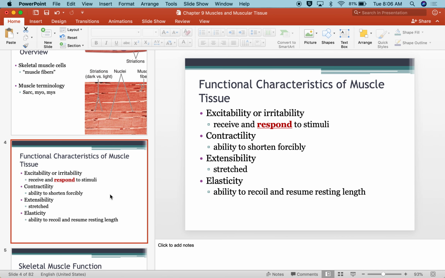So some characteristics of muscle tissue, it is excitable or irritable, meaning it can receive stimuli and then respond to it. So think of touching a hot stove. Your body says, okay, there's danger, and you use your muscles to get yourself out of the danger and pull your hand away. Muscles are contractile, so they can shorten forcibly in order to move. And then they're also extensible, meaning they can be stretched. And then the elasticity portion of this means that they're able to recoil and resume their original resting length.